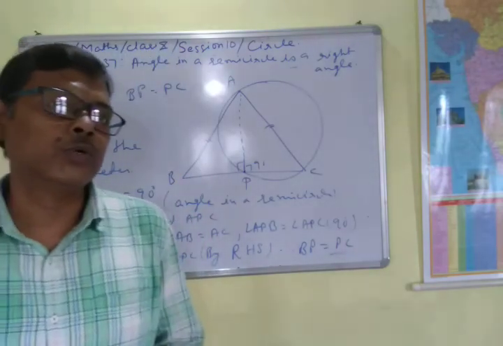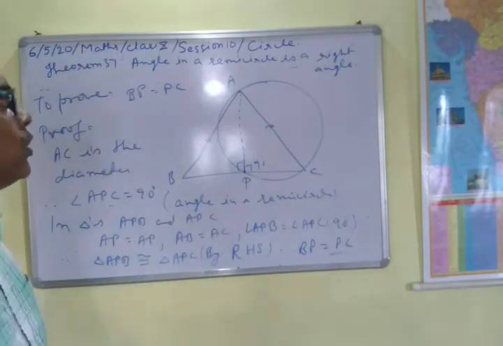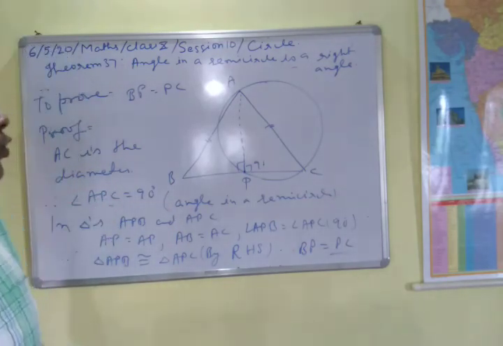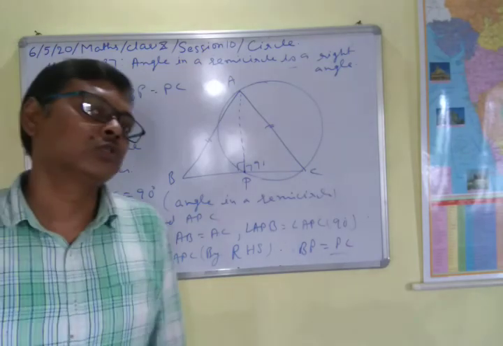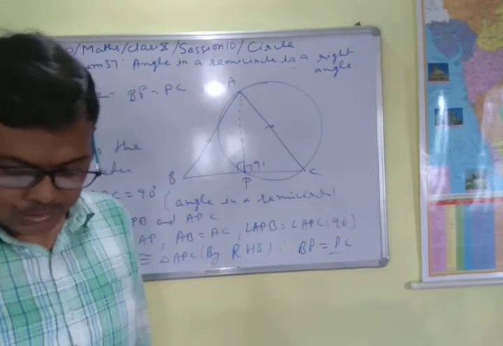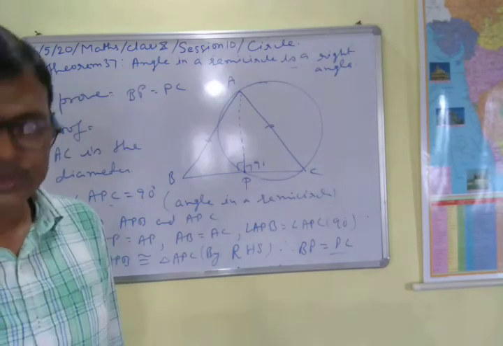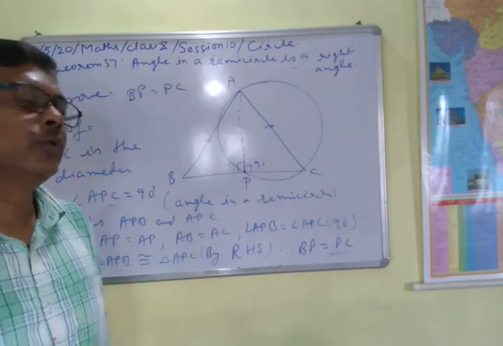So I hope you understood the concept that the angle in a semicircle is a right angle, and you understood these two questions, and then you will solve more questions in this exercise. You have 9 questions, and the others are MCQs. So you will solve this chapter at home.